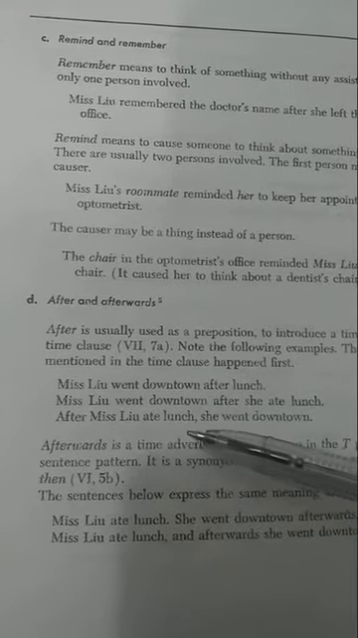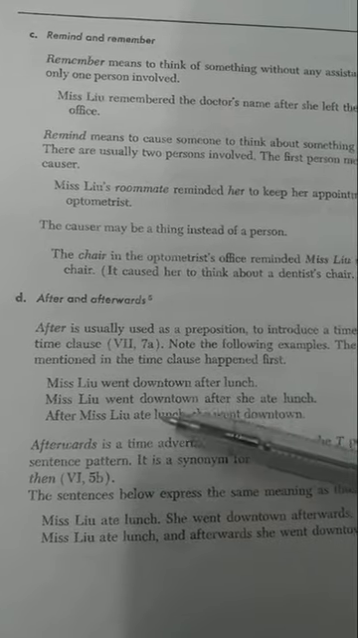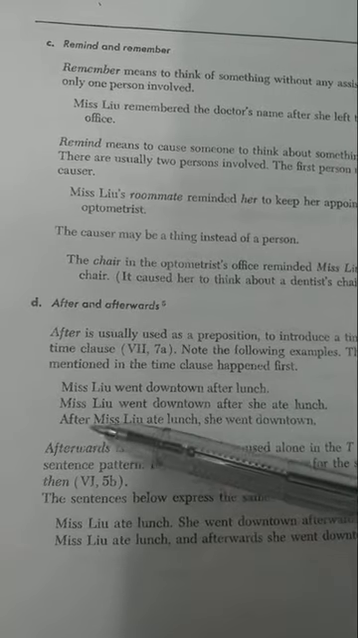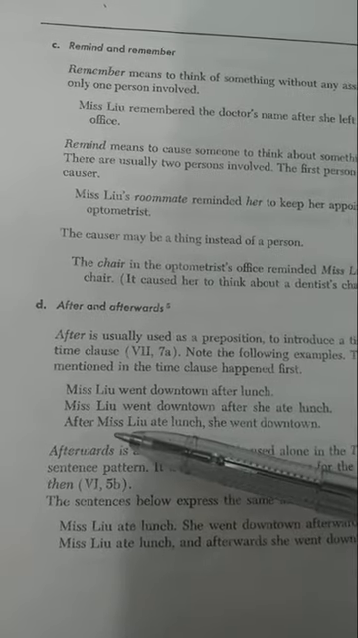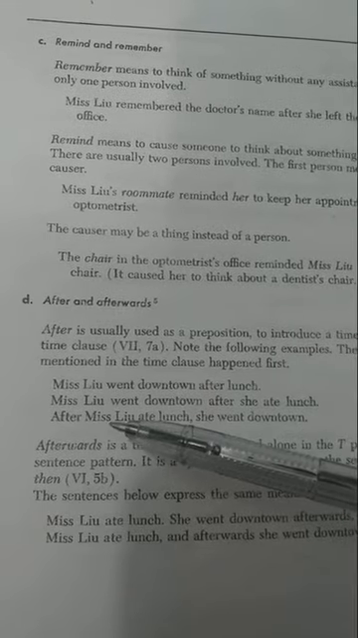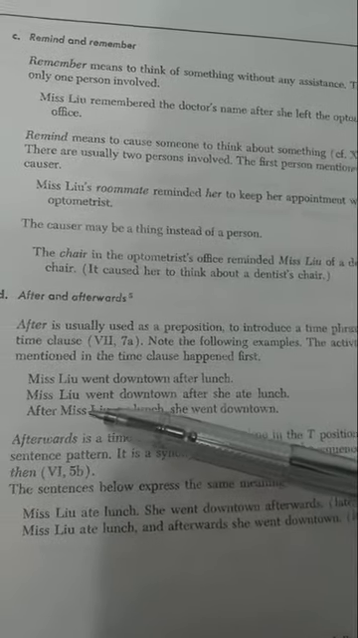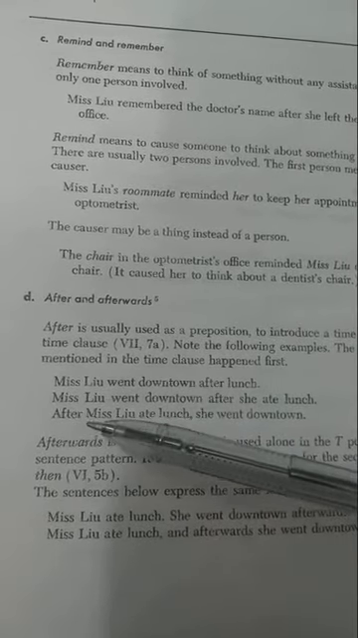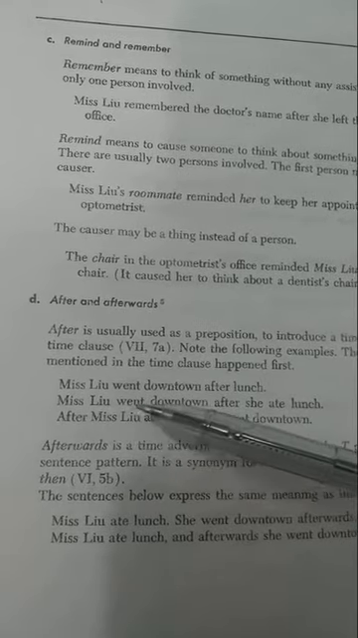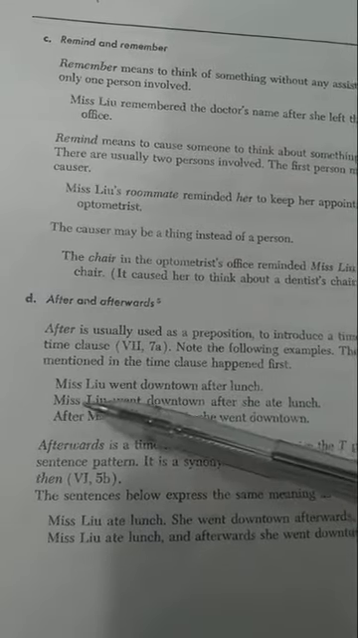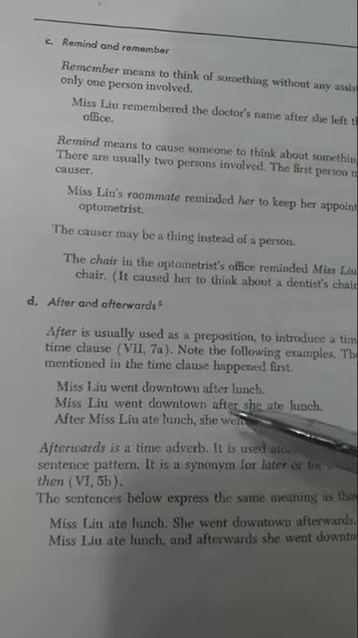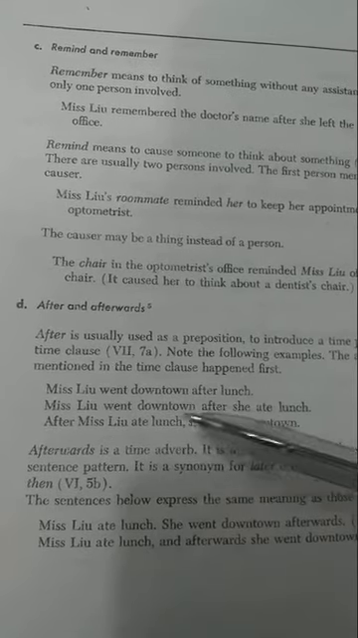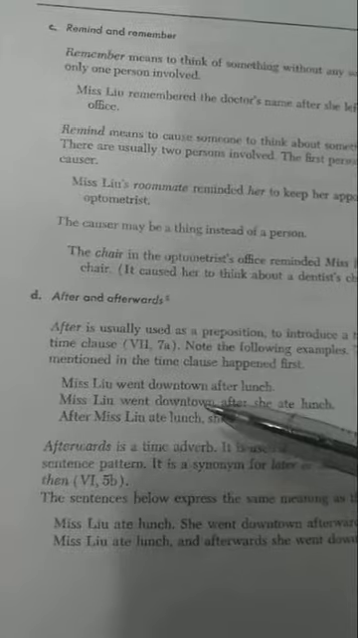After Miss Lou ate lunch, she went downtown. So here we change the word order. We just put after at the beginning of the first clause. Okay. For instance, let's examine the second sentence. Miss Lou went downtown after she ate lunch. Okay, so here we have a sequence of events. We have a sequence of events.